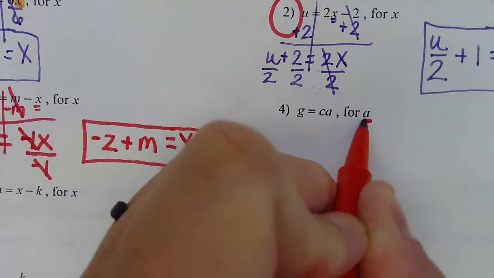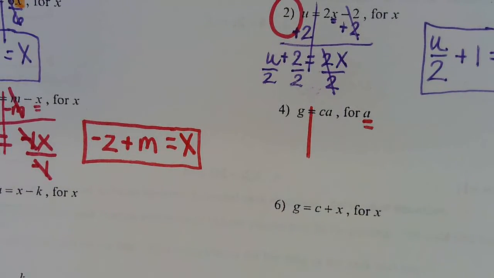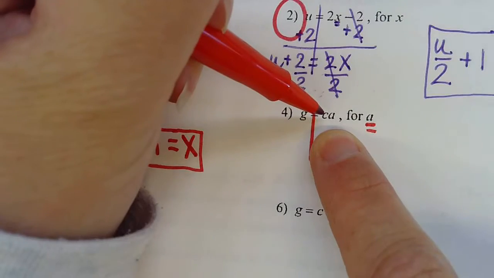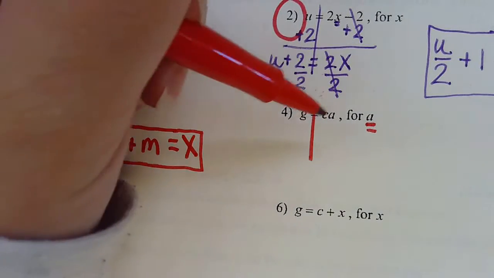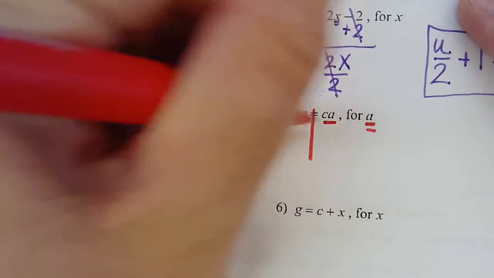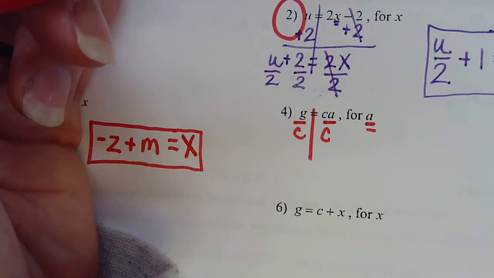Number 4, they want you to solve for a. So you have g equals ca. So you need to get a by itself by doing the opposite operation. There's no adding or subtracting going on, but you have a c and an a just smushed together. So how do we get rid of this c? Divide by c, because you can't subtract because there's no signs in between.